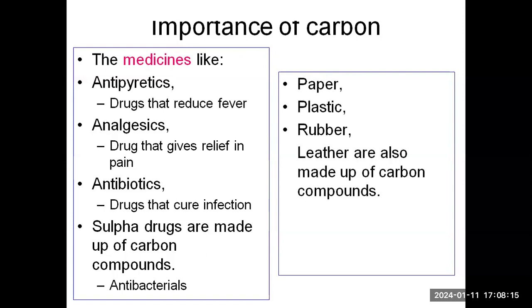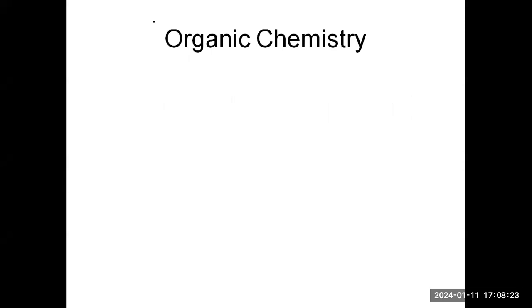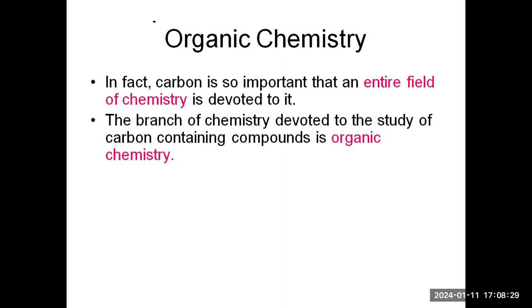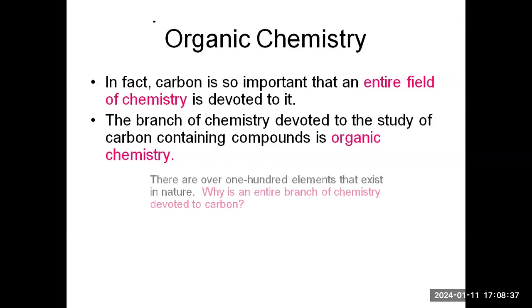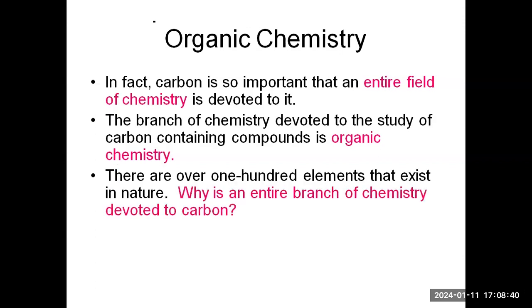Paper, plastic, rubber, leather, everything has carbon in it. So the surprising thing is, how is it possible, or what is the reason behind it? This all is a part of organic chemistry. It is a branch of chemistry which is dedicated entirely to the carbon compounds. So we call it organic chemistry.